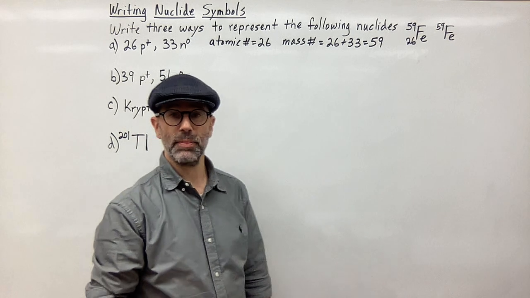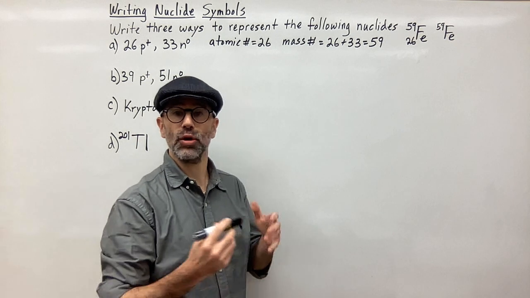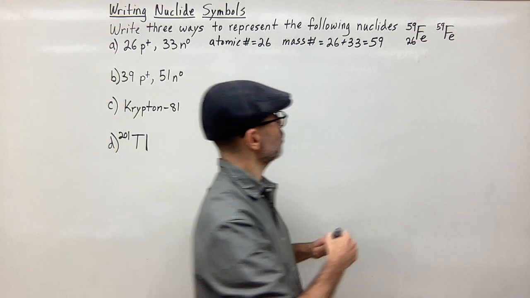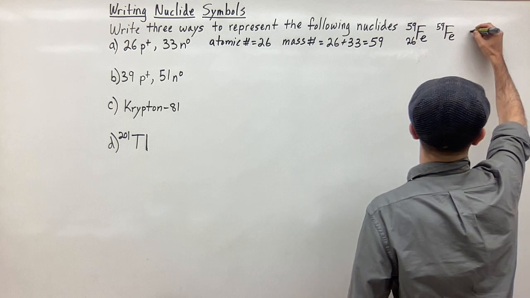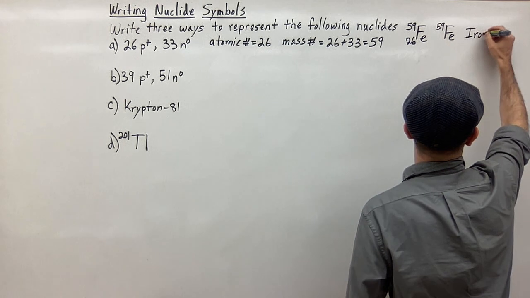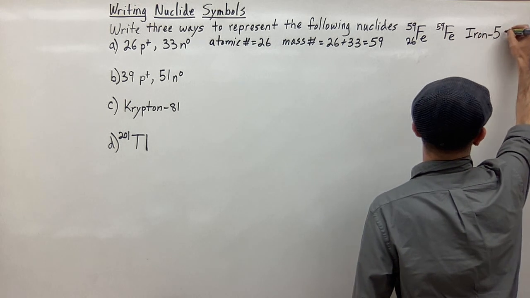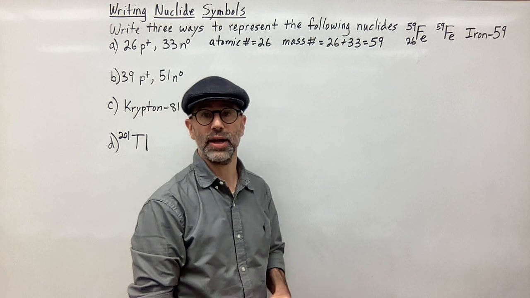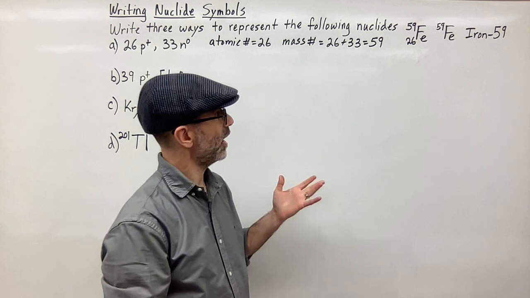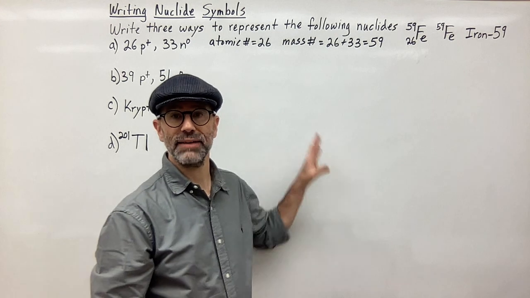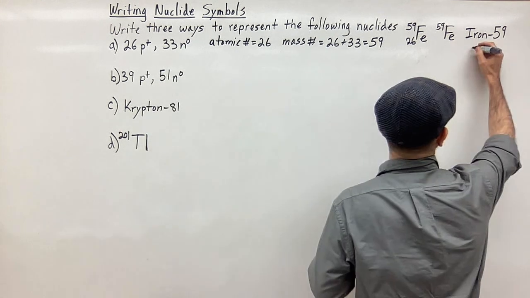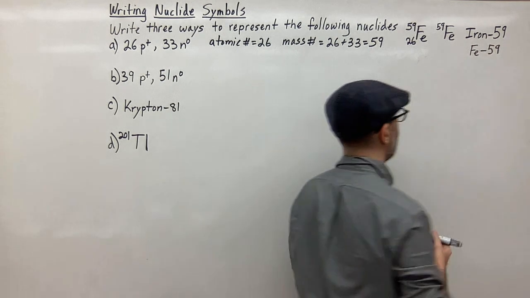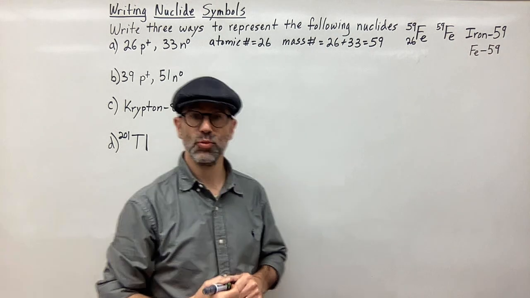And then another way of representing it is just to have the name or the symbol followed by a dash and then the mass number. So we could have the name iron followed by the dash 59. So iron-59 is a third way of representing that. Another way, I guess maybe it's the fourth way, you could just have the symbol dash 59. So we could have Fe-59. So you could do it that way as well.